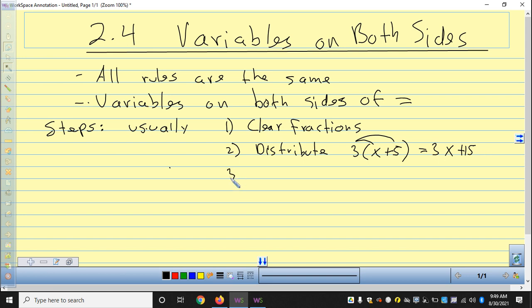Our third step, usually, combine like terms. And when we're combining like terms, we need to remember that we're talking about the like terms on the same side of the equal sign. So we're not crossing the equal sign to combine like terms here.